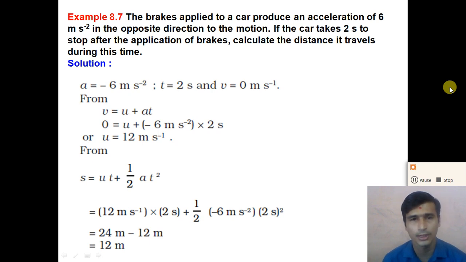So dear student, understand all the three examples, right? More examples we will discuss in the exercise of this chapter, right?